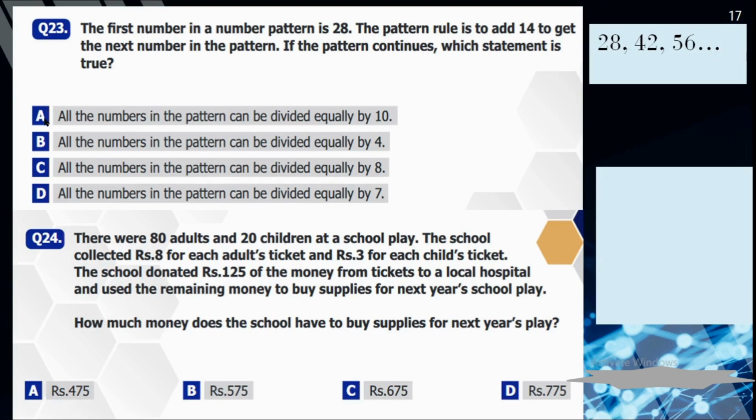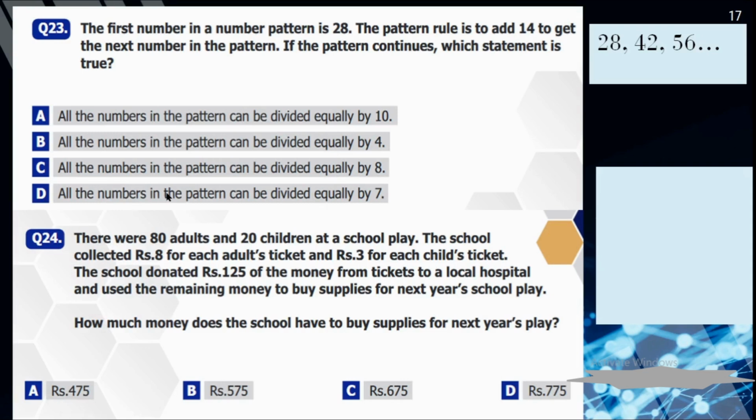Let's verify our options. Option A, all the numbers in the pattern can be divided equally by 10. It's not true because these are not multiples of 10. Option B, all the numbers in the pattern can be divided equally by 4. No, because 42 does not come in the table of 4. So it's not correct. Option C, all the numbers in the pattern can be divided equally by 8. Again, it's wrong for 28 and 42. These are not multiples of 8. They do not come in the table of 8.